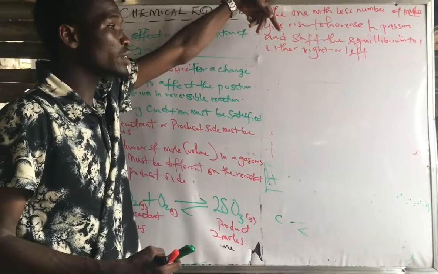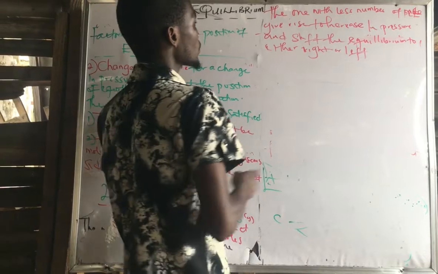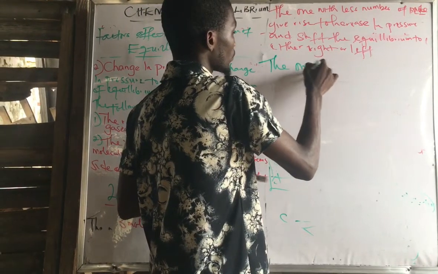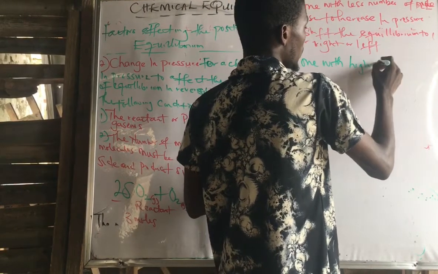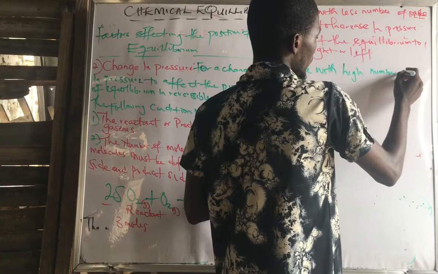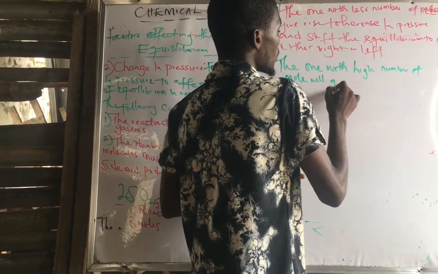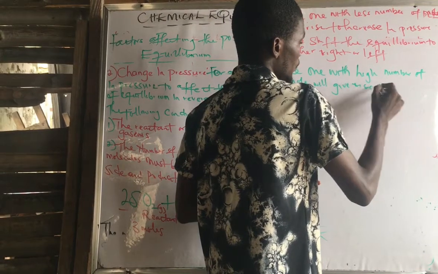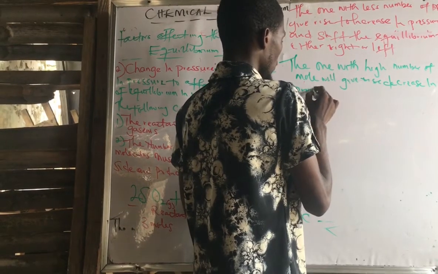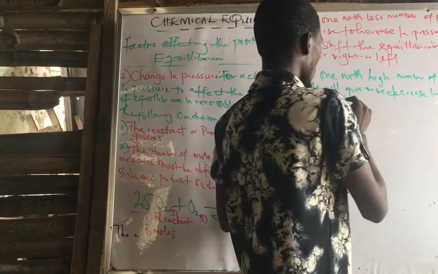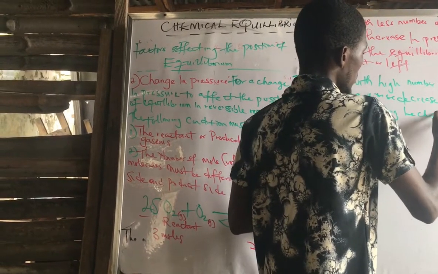So now the reverse is the equation. So the one with high number of moles gives rise to decrease in pressure, according to Le Chatelier's.